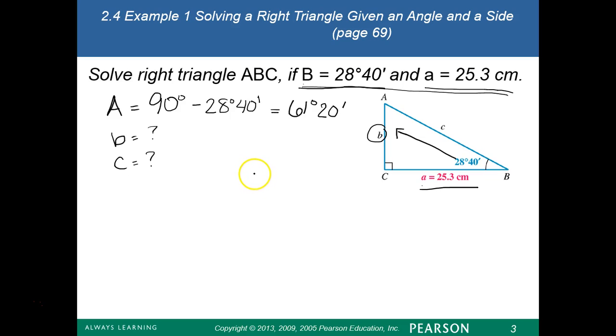So think about what trig function that is, opposite and adjacent. Well, there's two trig functions. There's tangent and there's cotangent. I'd go with tangent since that's on your calculator. So write tangent of your given angle, so 28 degrees and 40 minutes.